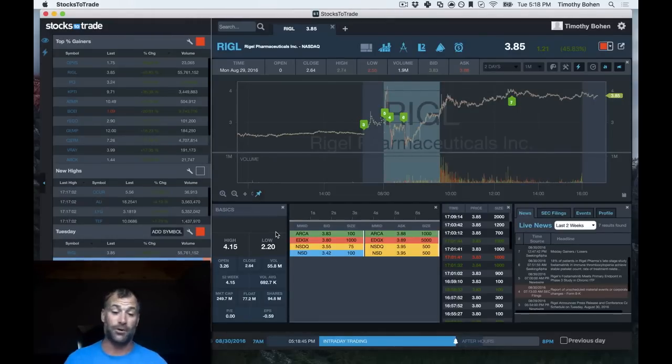If you're not familiar with float rotation, it's kind of an advanced term, but that just means the idea that the stock is trading more than its float each day.